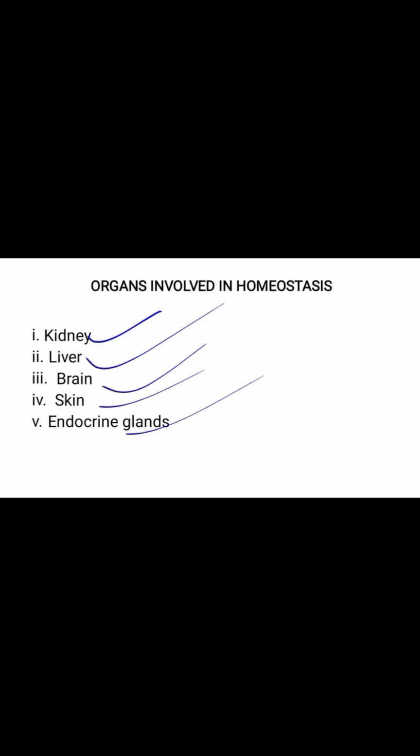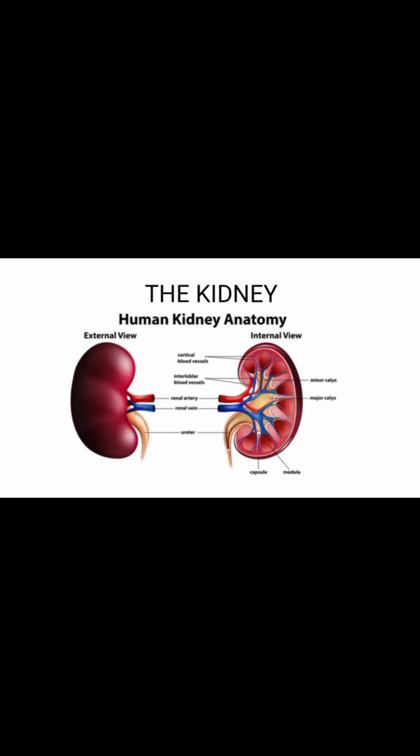So I'm going to go through each of these organs one after the other. I'm going to start with the kidney. The kidney is a bean-shaped organ and is usually two in an organism, and the major work of the kidney is to remove waste from the body. Mainly nitrogenous waste is removed by the kidney. So the kidney is usually referred to as the filter mechanism of the body.